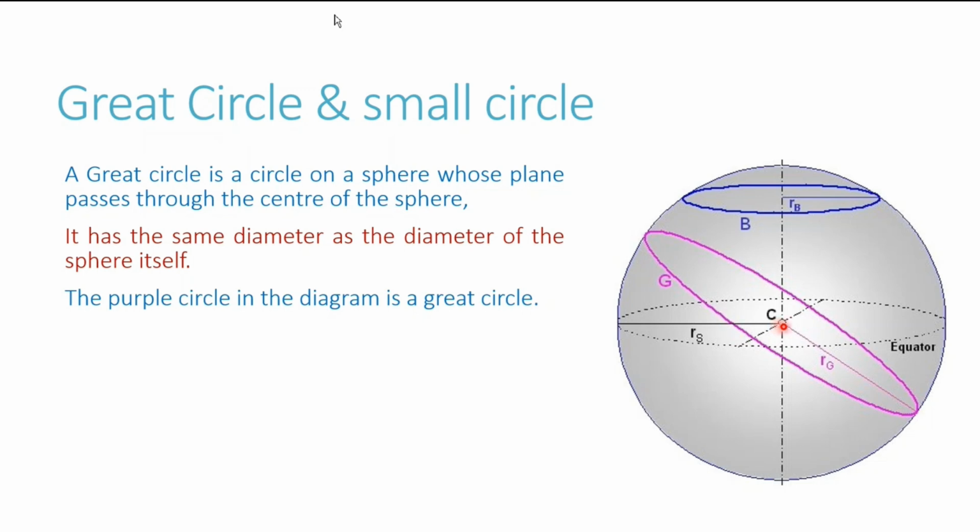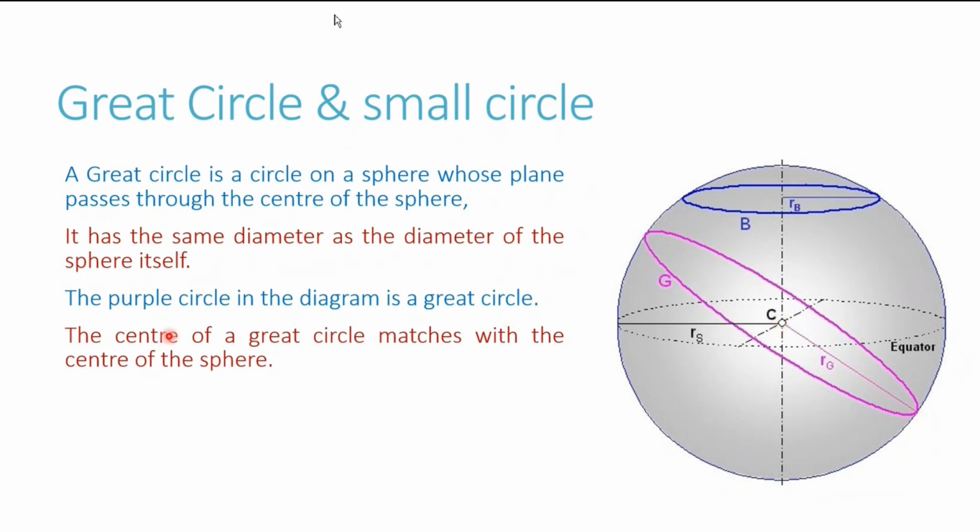Now you can see the diameter or the radius of this great circle is going to be the same as the diameter and radius of the sphere. They will be exactly the same. Now why is it called a great circle? Because this is the biggest diameter circle which we can draw or have on the surface of that particular sphere. It is not possible to draw a circle having a diameter greater than this that should lie on the sphere. So that is why it is called a great circle.